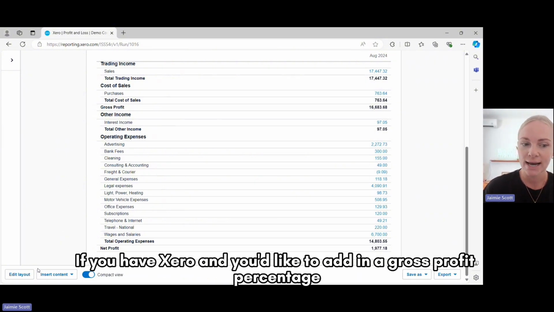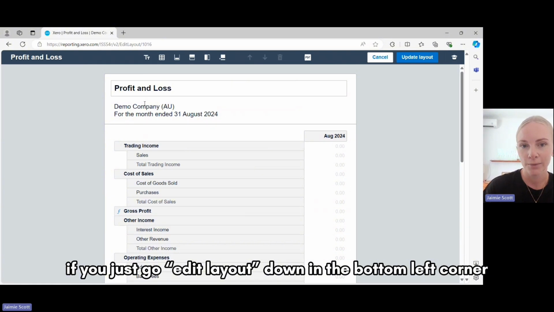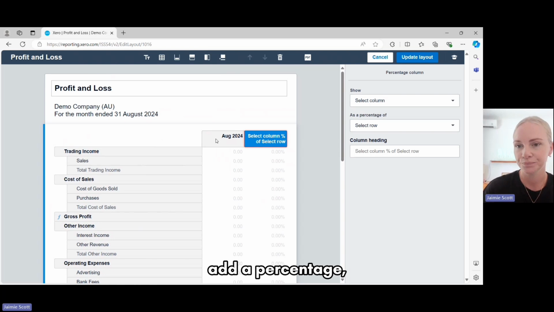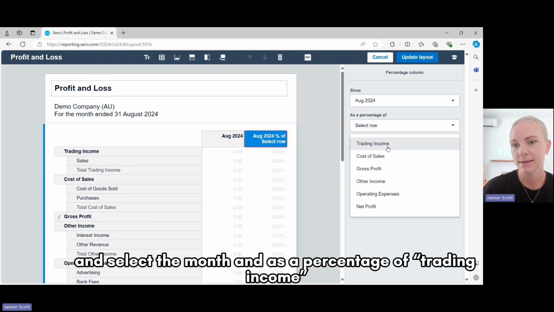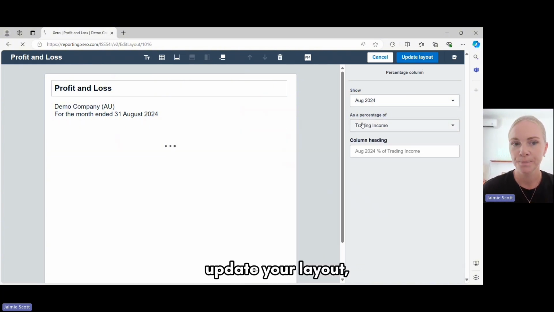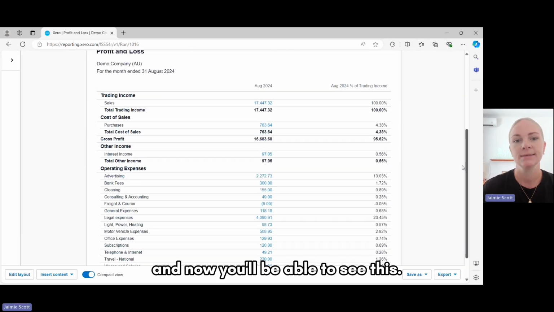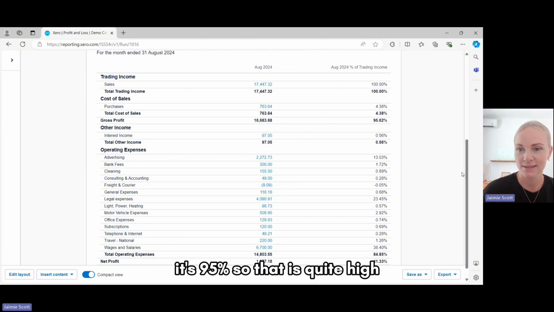So that is a way I would use that gross profit number. If you have Xero and you'd like to add in a gross profit percentage so you can actually monitor your percentages, if you just go to edit layout down in the bottom left corner, you can add a column, add a percentage, and select the month and as a percentage of trading income. Update your layout. And now you'll be able to see this. So gross profit in this business is amazing. It's 95%. So that is quite high.